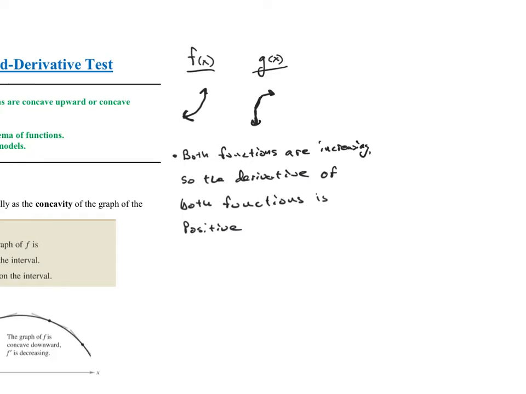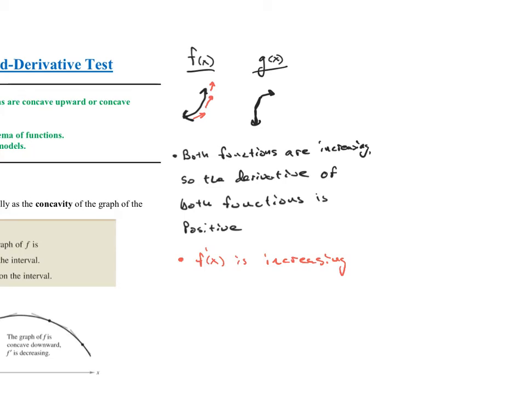The first function, f of x, think about the derivative, which is the slope of the tangent line. The slope, because it's increasing, is positive, but as we move from left to right, it's getting more positive. So the derivative, or the slope of the graph, is increasing. The derivative is increasing. So I'm going to write that down right here. F prime of x is increasing. The derivative is getting more positive, or the slope is getting more positive.